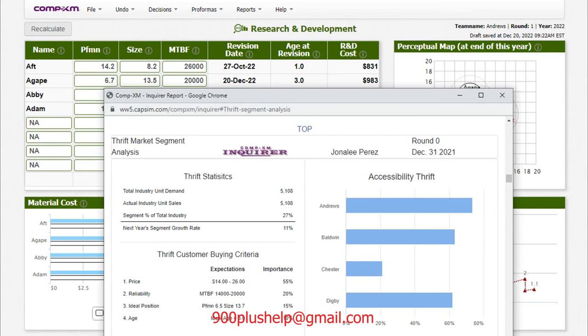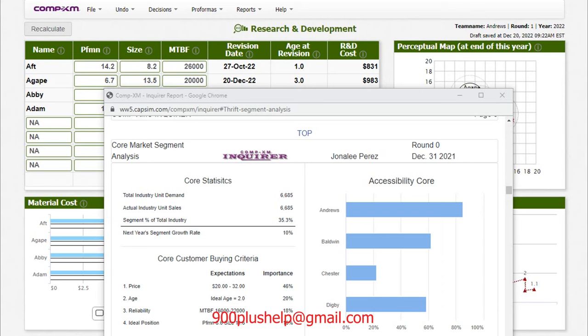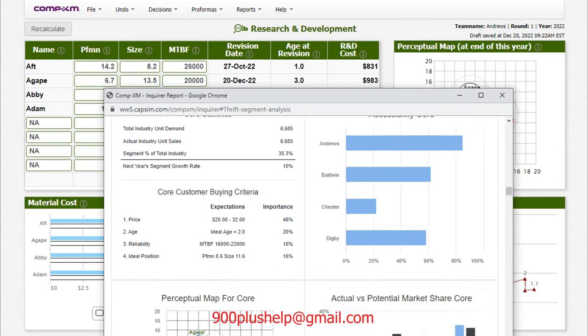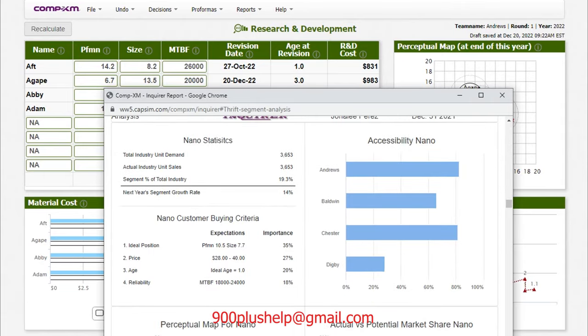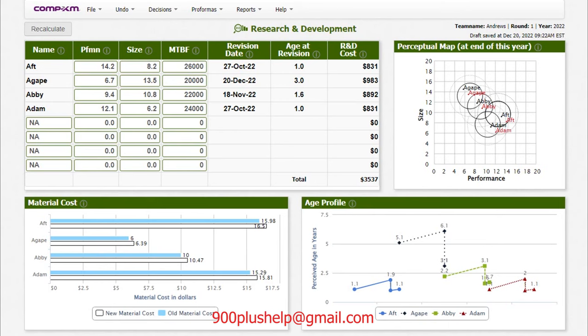So if we go to the core market segment, the same applies here. The price is the most important thing. Then the second thing is the age. So when we go to a nano market segment, the same thing applies. Ideal position is the most important thing, followed by price, then age. So that is the main reason why we are making these changes, to make sure that the customers are getting the best performance for each product, as well as size, and then the reliability.